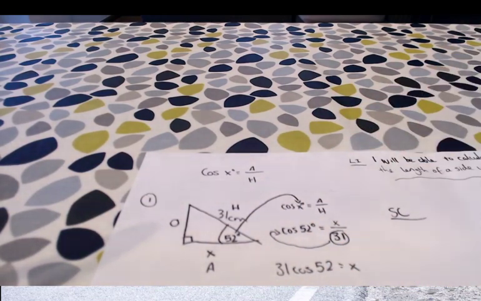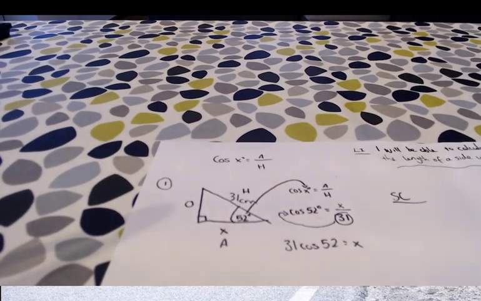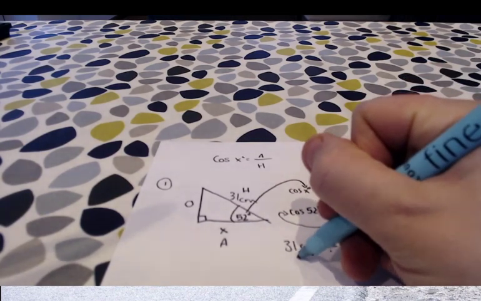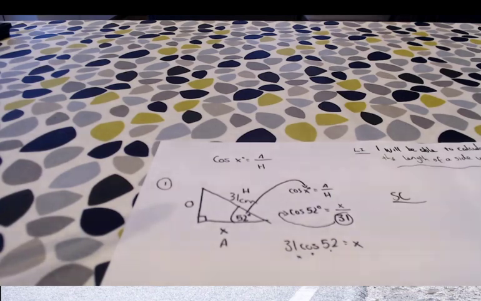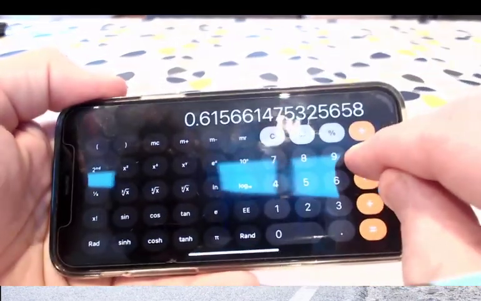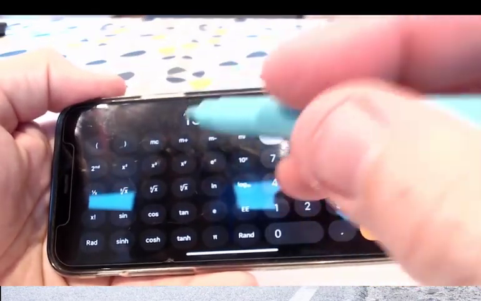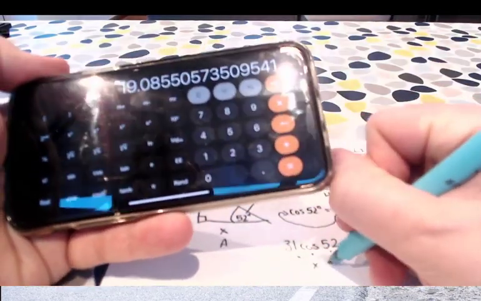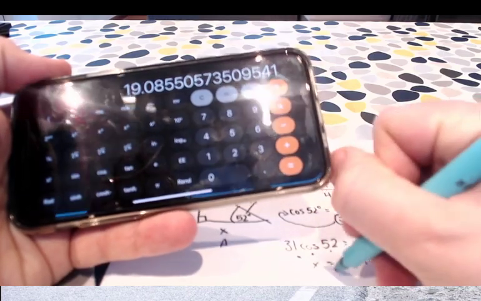If you're using a scientific calculator, you can just type that into your calculator straight away. If you're using your phone, you will know that we have to do this backwards. So what I'm going to do in the phone is I'm going to do 52 cos times 31. The answer is 19.08. The 8 rounds the 0 up to a 1. So x will equal 19.1 centimetres.